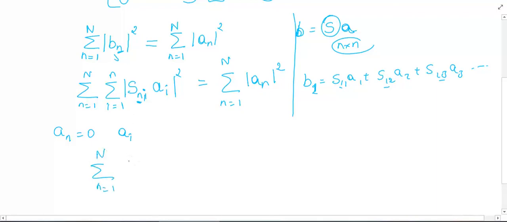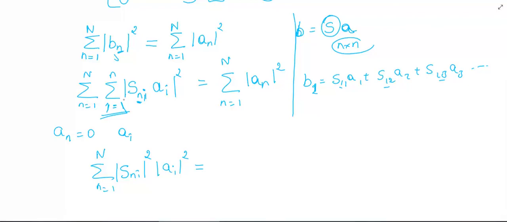So this expression can be written as summation n equal to 1 to n, magnitude square of Sni into AI square, which is equal to, I have removed the summation. Why did I remove the summation? Because I is a fixed one. I can say it is the first port which is given with the source. So I is not at all a variable over here. So I have only one AI, right? That's why we are considering an expression like this.